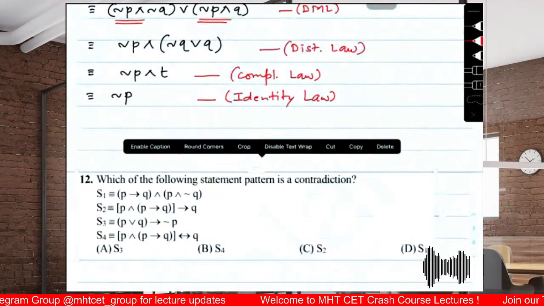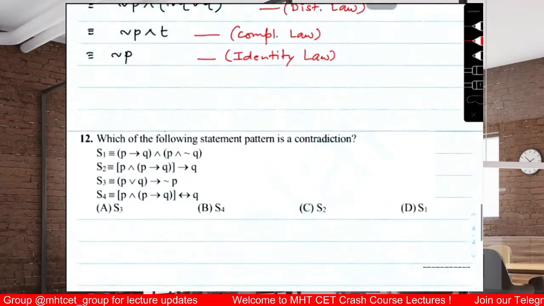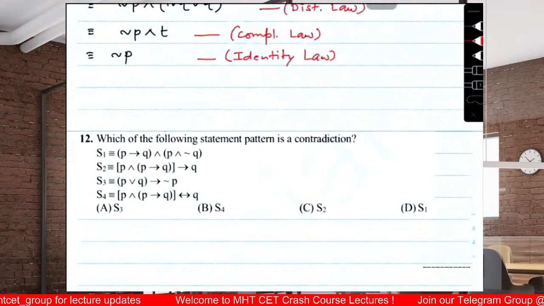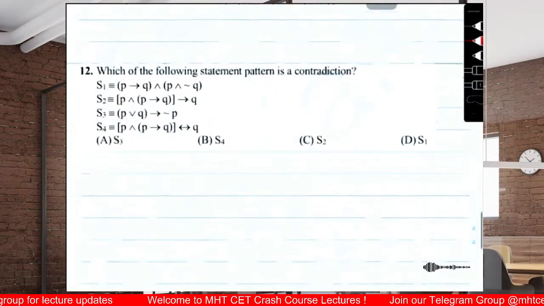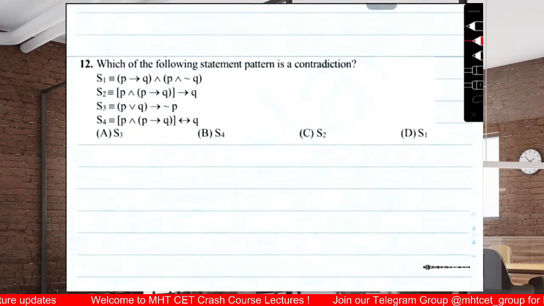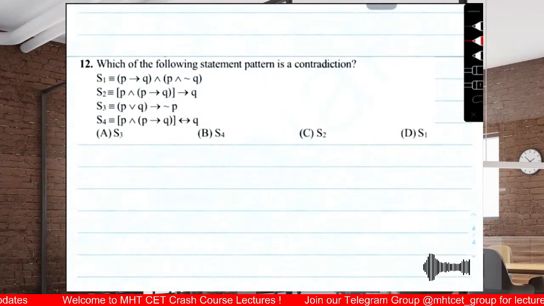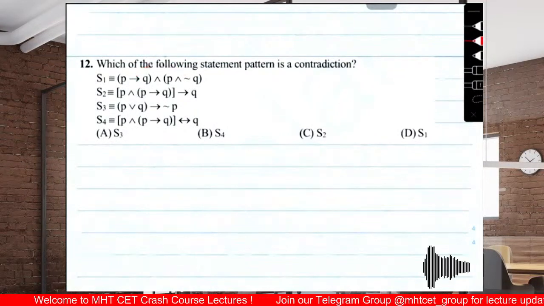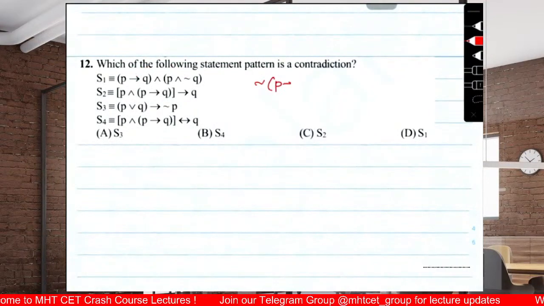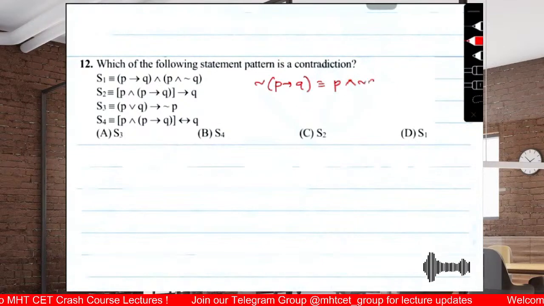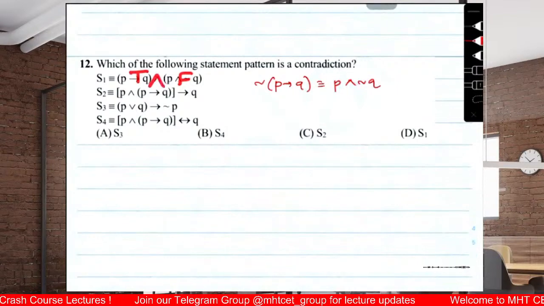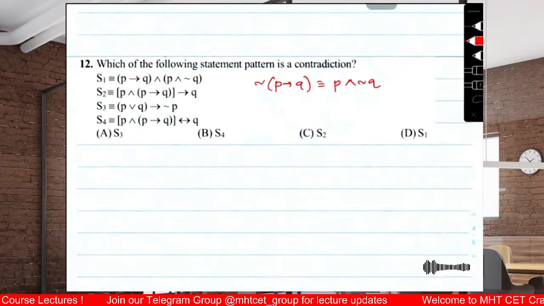Which of the following statement pattern is contradiction? Okay, so obviously first इससे ही start करेंगे. And you know this, ये एक दूसरे के negation है, right? You know that negation of P implies Q is P and not Q. तो ये अगर true है तो ये false रहेगा. True and false is false. So first one is contradiction.